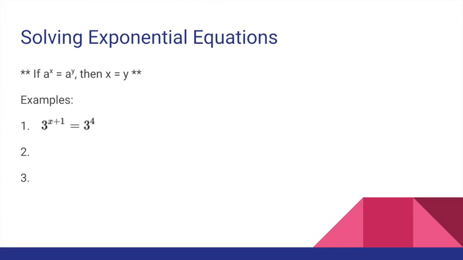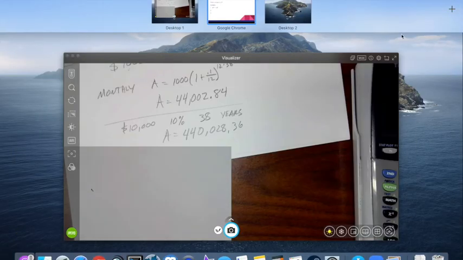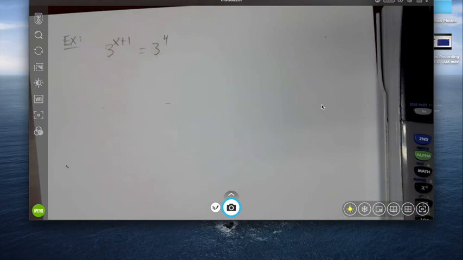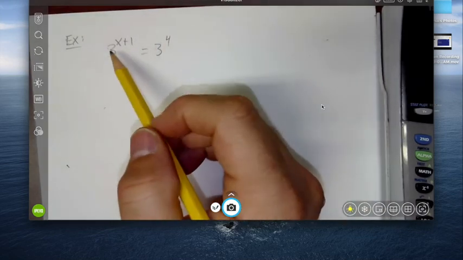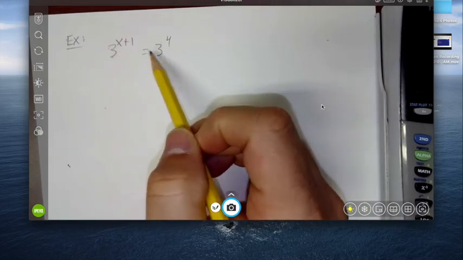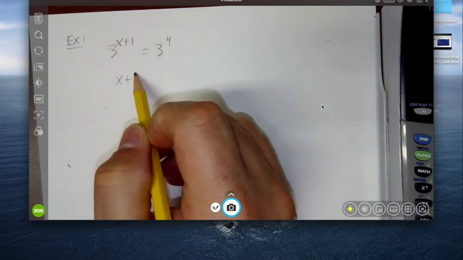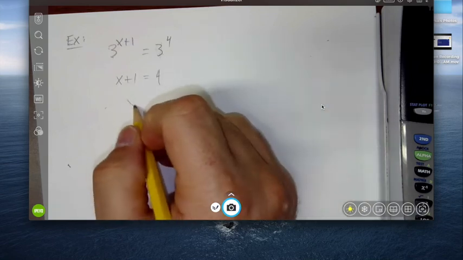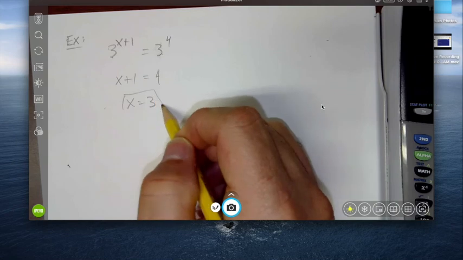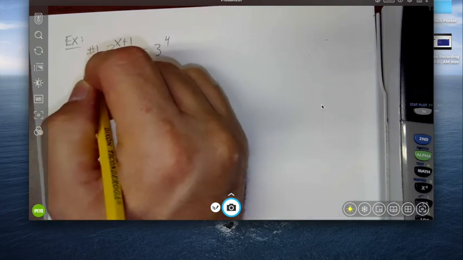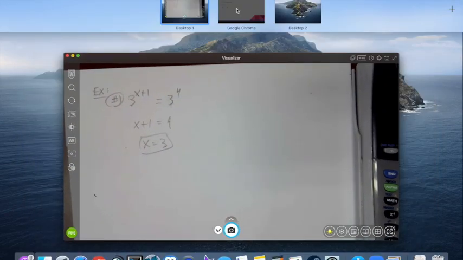for solving equations is 3 to the x plus 1 equals 3 to the 4th. So we'll switch back over to the document camera and solve this one. So 3 to the x plus 1 equals 3 to the 4. Now, because already the 3's are the same, then this tells us that x plus 1 must equal 4, so x equals 3. Okay, not too bad. I'm sure it's going to get a little trickier, right?